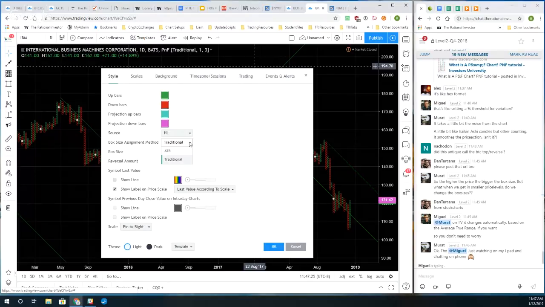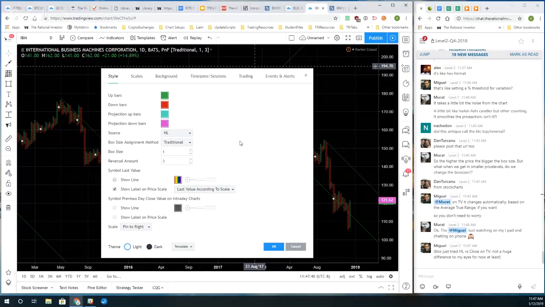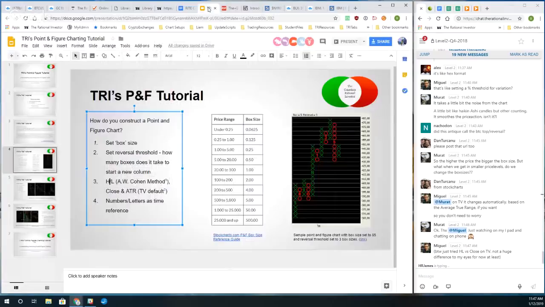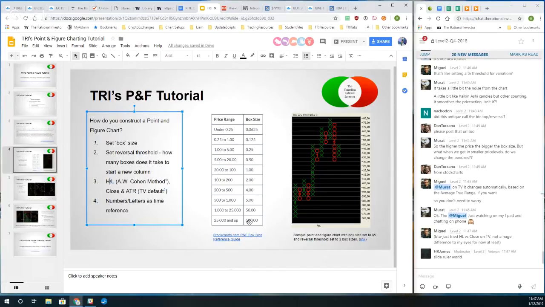Now, the second part of this, and this is where it gets a little tricky, is if we go by the traditional method, and keep in mind, this is back in the world of non-computers. So the traditional method is I'm going to look at the price of the asset and use this very simple reference guide as to what the size of my boxes should be. And this is the traditional methodology.